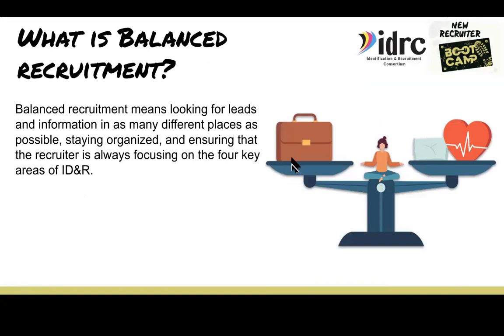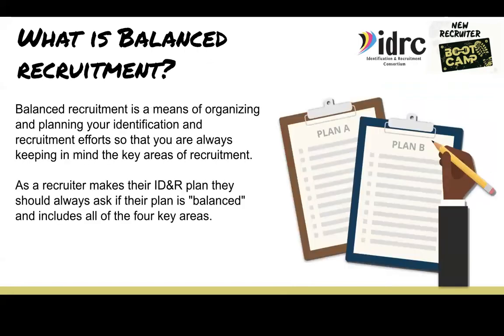So then what is balanced recruitment? Balanced recruitment means looking for leads and information in as many different places as possible, staying organized with your information, and ensuring that you are always focusing on all 4 of the key areas of ID&R. Balanced recruitment is a means of organizing and planning your identification and recruitment efforts so that you are always keeping in mind those 4 key areas of recruitment. As a recruiter makes their ID&R plan, they should always check and ask if their plan is balanced and includes all 4 of those key areas.